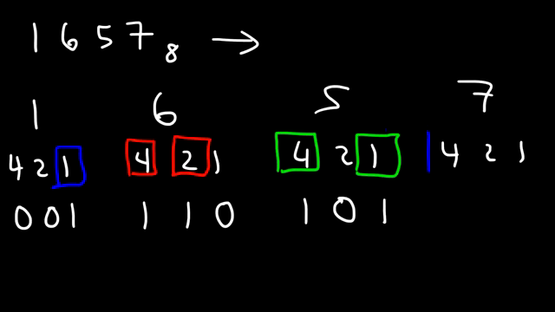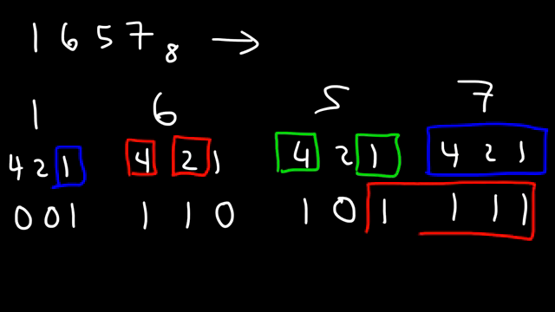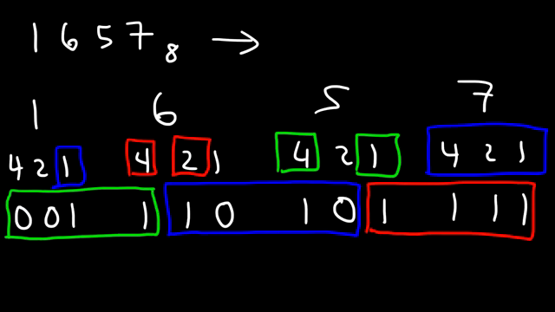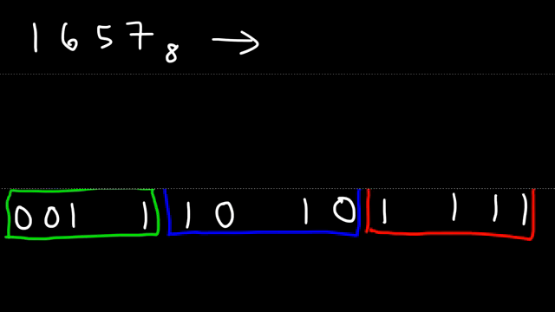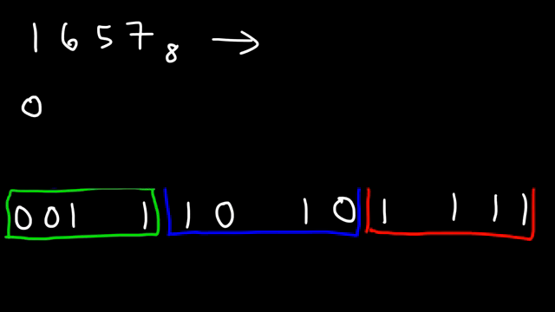And 7 is the sum of all 3 numbers, 4 plus 2 plus 1. So let's replace each of those numbers with a 1. Now, let's break this up into groups of 4. So here's the first group of 4. Here is the second group of 4. And then here is the third group of 4, which works out nicely in this case. So we have 0, 0, 1, 1, and then 1, 0, 1, 0, and then 1, 1, 1, 1.